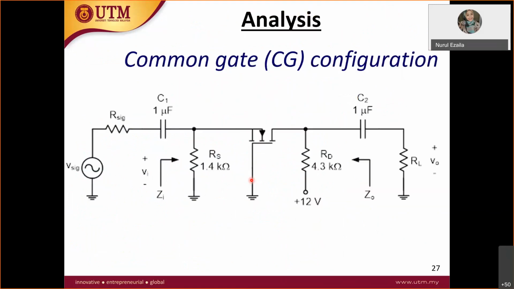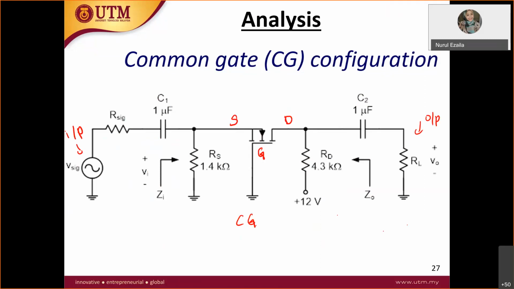All right, so now for the common gate. It is similar to the common base in BJT. Still remember? Common base, okay. So we write again over here. This is your gate. This is your input, at the source. And also you have output. This is your output, at the drain. Now this is the common gate.